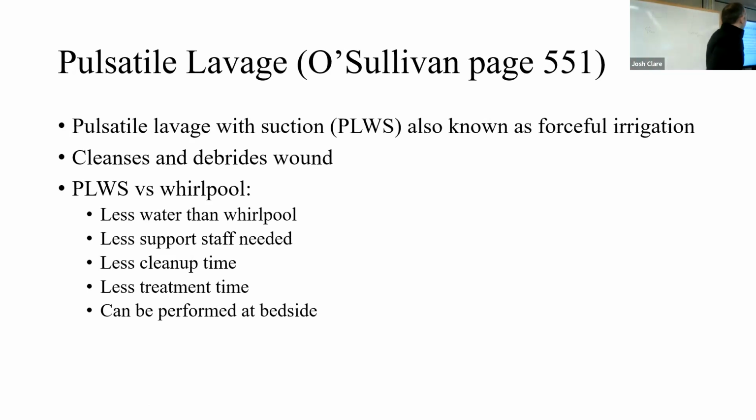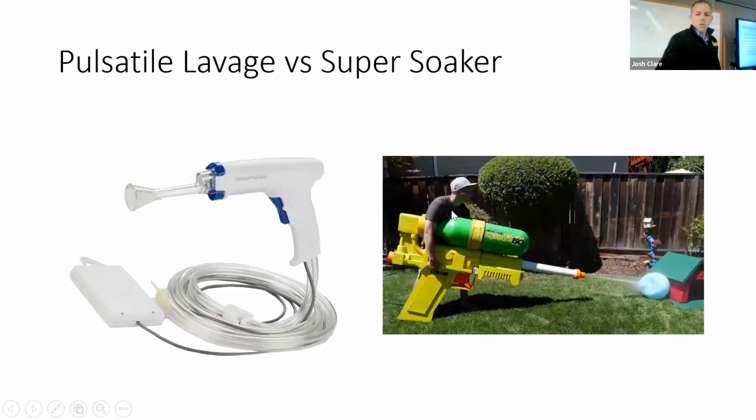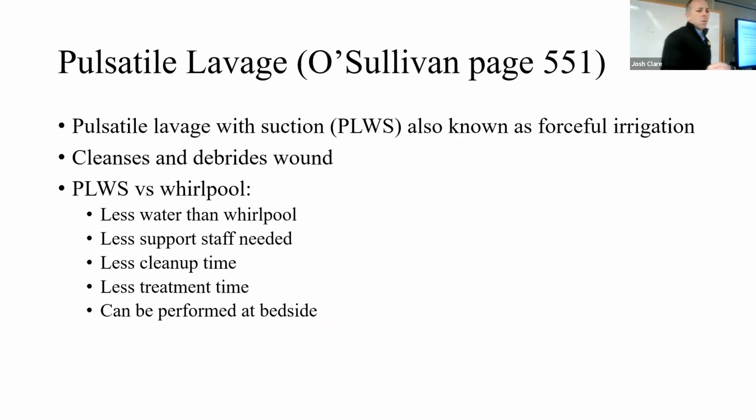So pulsatile lavage with suction, abbreviated PLWS, also known as forceful irrigation. All it is is a little water jet, like a water pick kind of a thing, and it cleans and debrides the wound. We just spray it. It's got little tips and usually a little plastic shield that goes around it to keep it all there. The suction piece is nice because we're spraying water in a wound, so it can get messy quick. So some of those systems also have a suction to remove all of that wastewater as well.